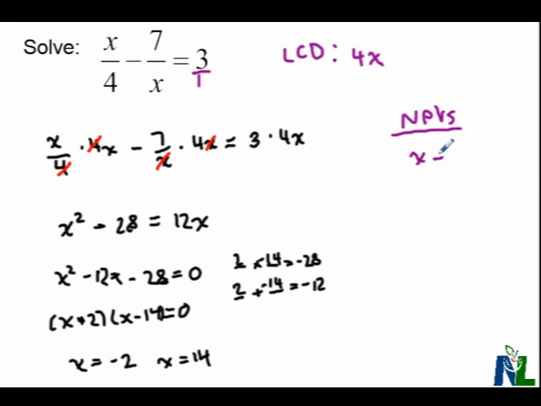So if x is equal to 0, then we would be unable to evaluate the original expression. Since neither of my solutions is 0, I can say that negative 2 and 14 would both be valid solutions to my original expression or equation.